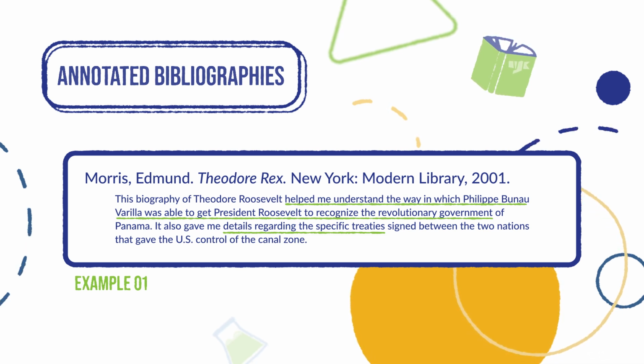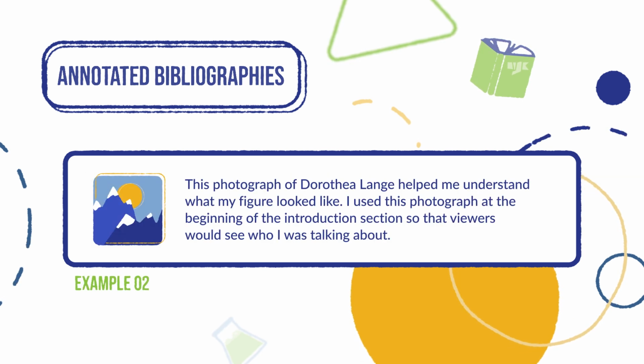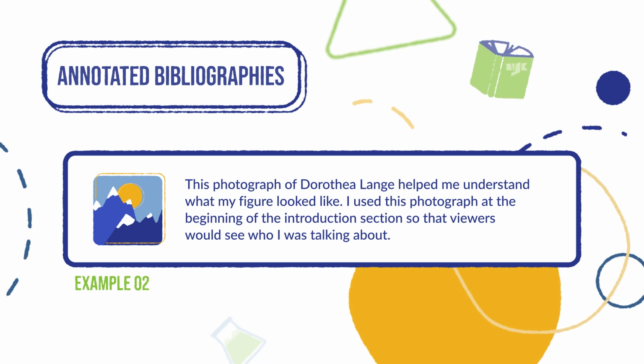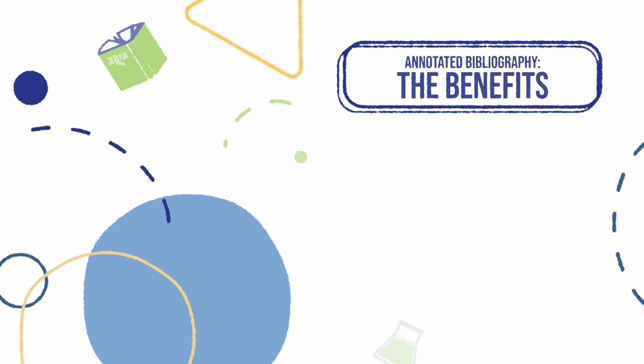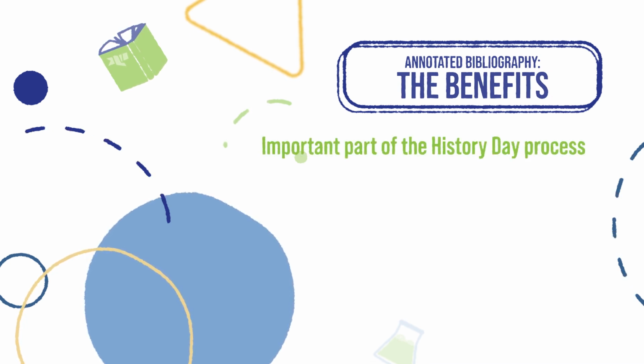Annotations can also be a little bit simpler and shorter than this. For example, for photographs, a student could write, "This photograph of Dorothea Lange helped me understand what my figure looked like. I used this photograph at the beginning of the introduction section so that viewers would see who I was talking about." We consider the annotated bibliography to be a very important part of the History Day process.